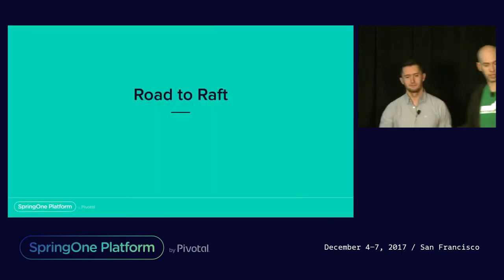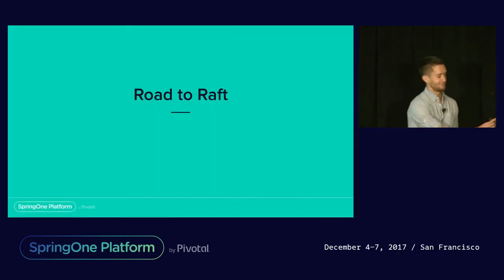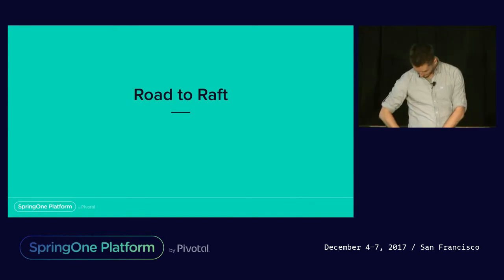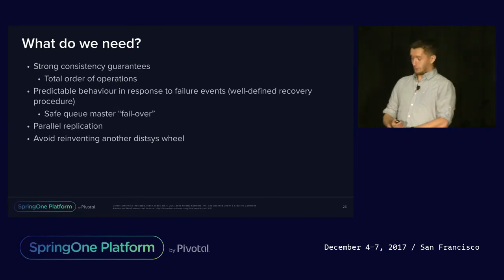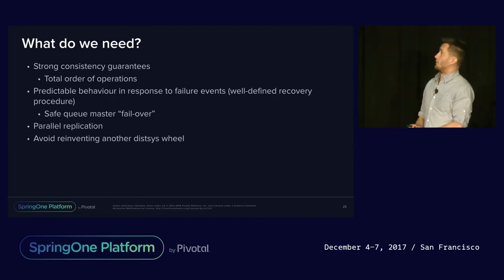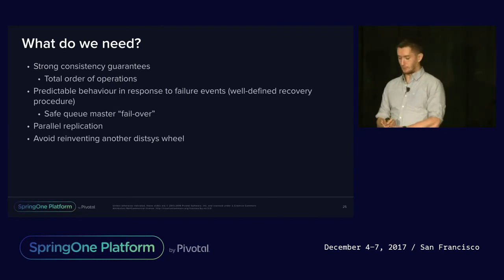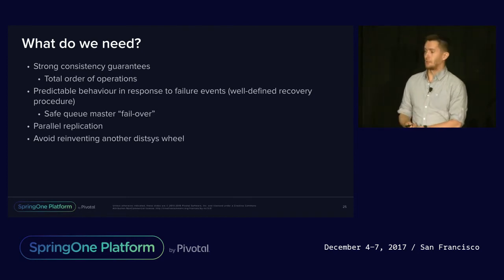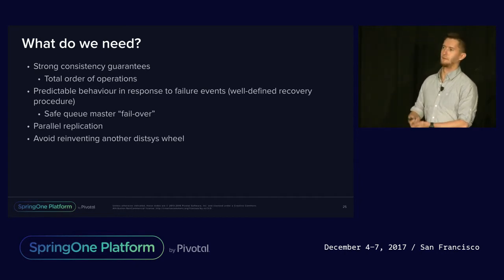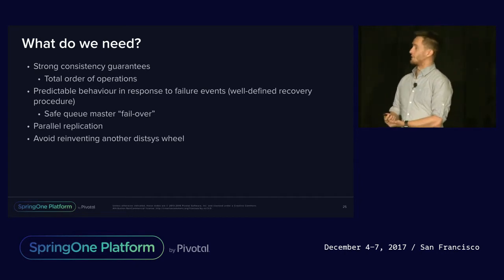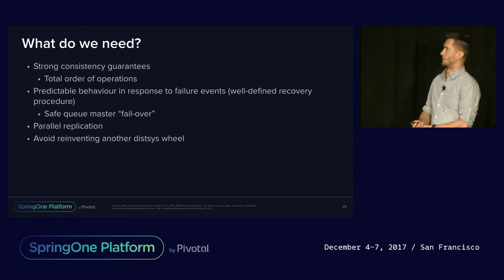So now I'm going to let Michael talk about the road to Raft. Right. Thank you, Karl. So now that we know where we are, let's take a look at what we need. Historically, RabbitMQ, in fact, most messaging technologies have been consistency-oriented. We have explored designs that would make it an availability-oriented or eventually consistent, if you will, system, and we just came to the conclusion that that's not the kind of system that our users expect.